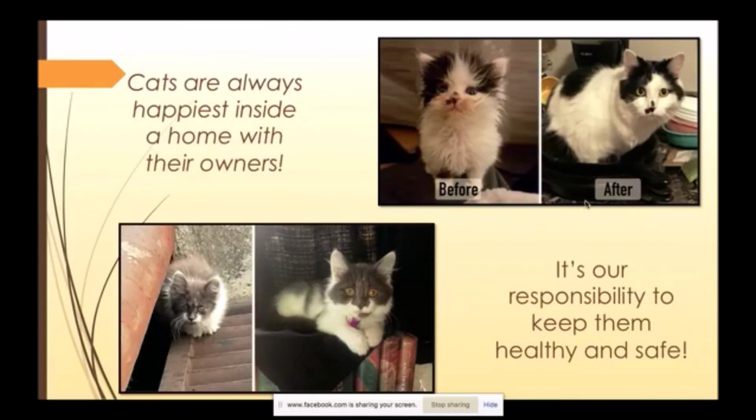So remember, cats are always happiest inside a home with their owners, because they don't have to deal with all those dangers and fend for themselves. They're able to get everything they need and feel safe and secure. So you can see this little kitten here really looked pretty rough, probably has some kind of disease. Its eyes don't look very clear, and there's a bunch of gunk around its mouth.